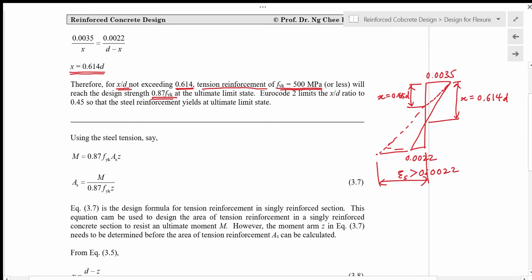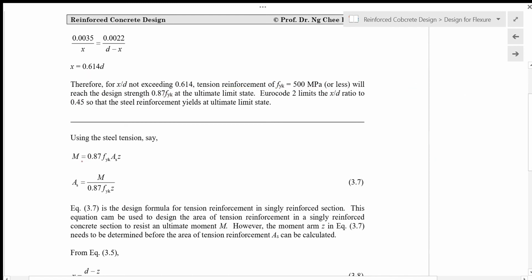0.0022. Okay, when the strain in the steel, as we have seen in the stress strain curve for steel, where 0.0022 is here. So if the strain is greater than 0.0022, then the stress in the steel will be the design stress FYD. So that's what it means, that the steel reinforcement will reach the design strength of FYD or 0.87 FYK.